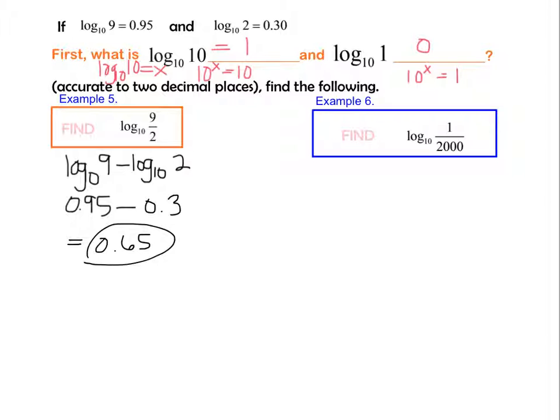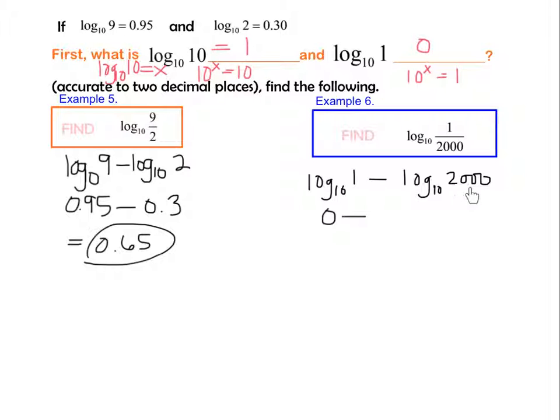Same idea here. Let's take this division and write it as subtraction. So log base 10 of 1 minus log base 10 of 2,000. By the way, I'm writing base 10, but you don't need to. You could just write log 2,000. So this first piece here, log base 10 of 1, we know is 0. But now we have minus log base 10 of 2,000. We don't know what this log of 2,000 is, but we do know what the log of 2 is, and we do know what the log of 10 is.